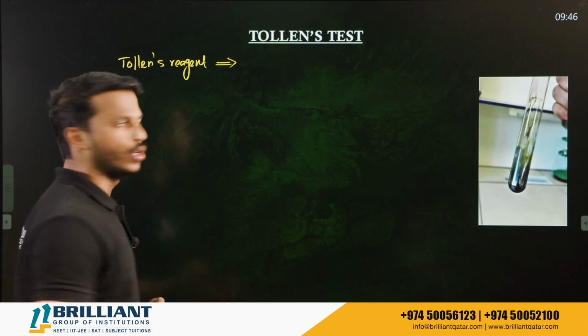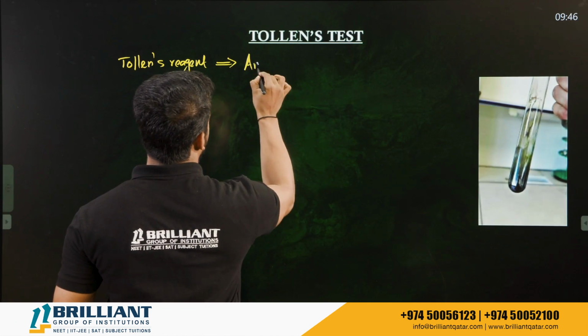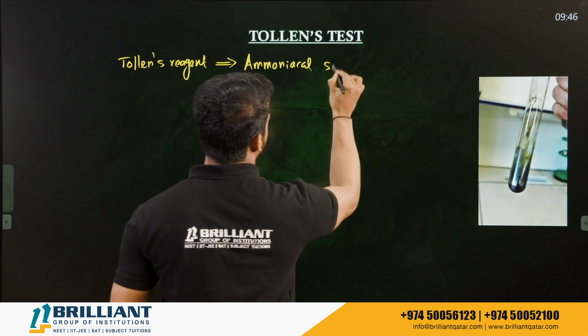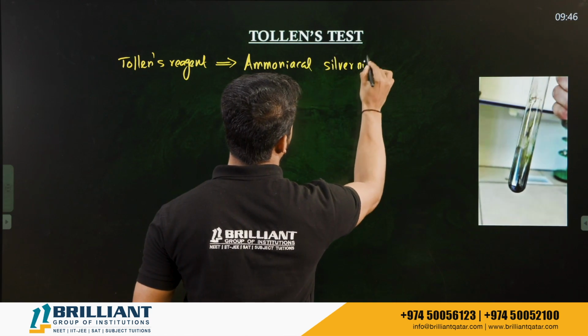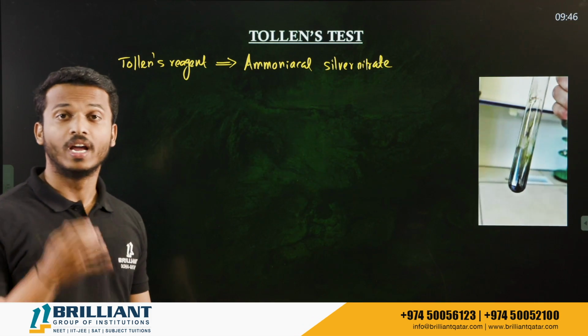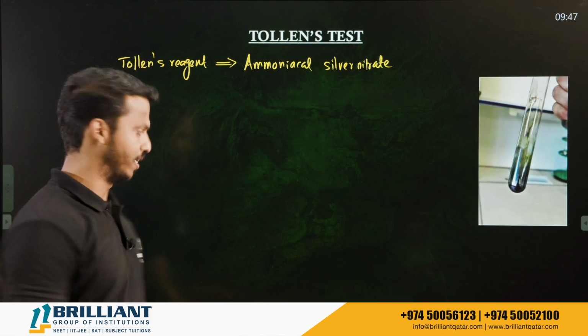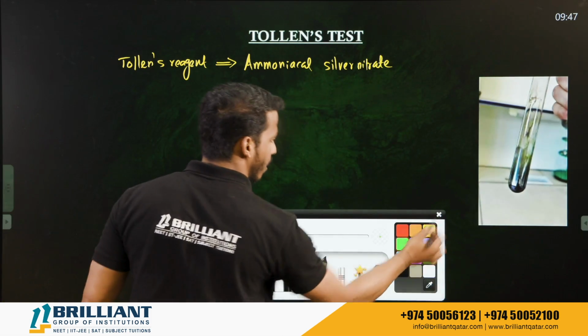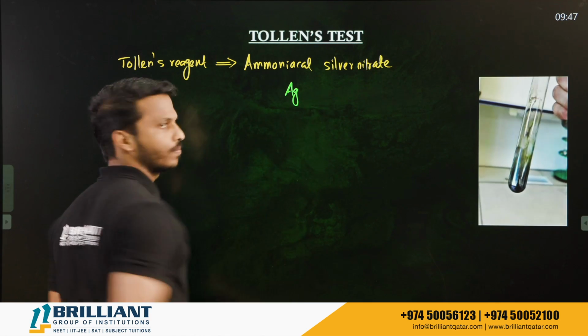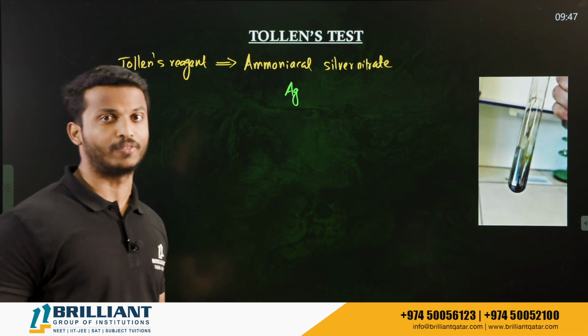That is called Tollens reagent. Tollens reagent is known as ammoniacal silver nitrate. Ammoniacal silver nitrate is known as Tollens reagent. Its formula is simple. Remember like this, it's a complex. I'm writing the overall formula of the Tollens reagent, with one silver.